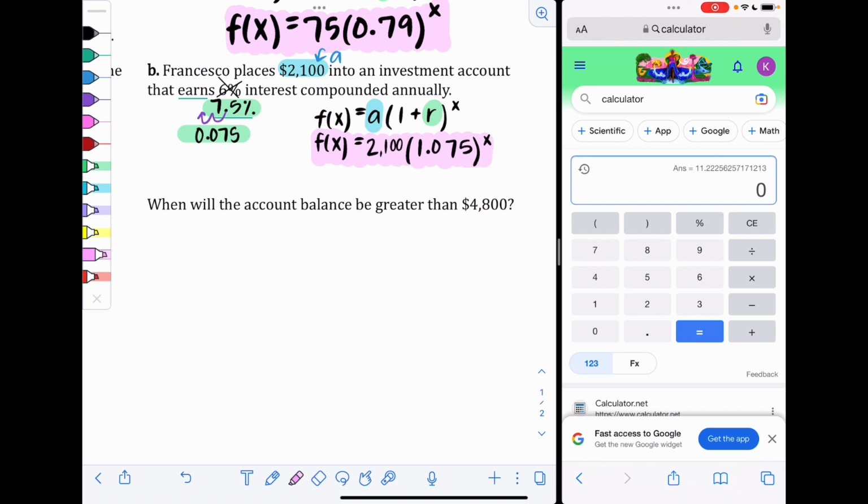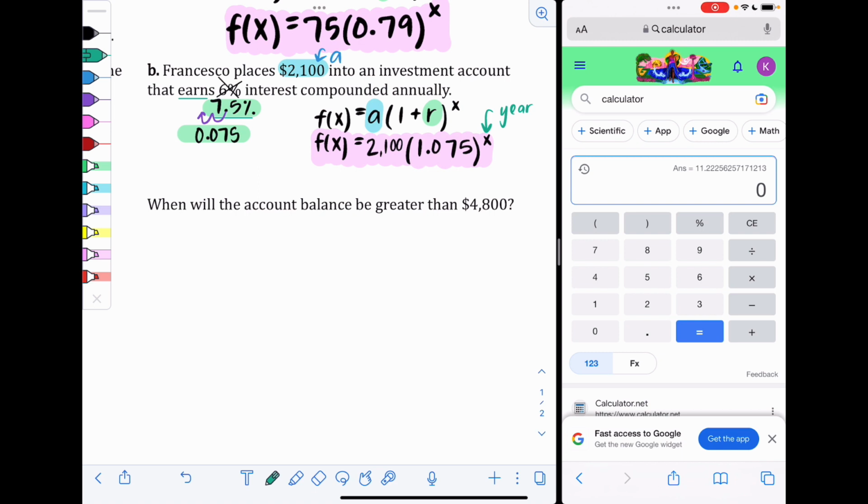So just keep in mind for this problem, x will be the time each year that's going by. And f of x, what it ends up being, would give you your total in the account. So if you find f of 2 and simplify, that would be how much money is in the account after 2 years.